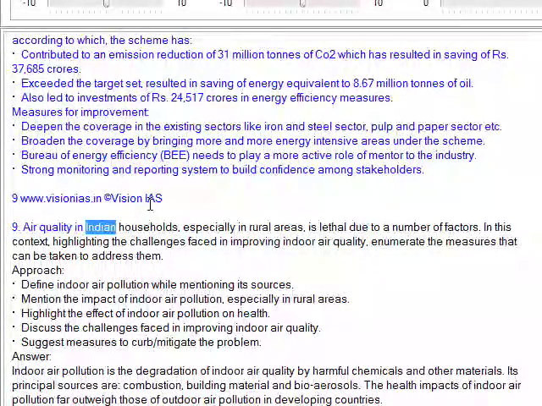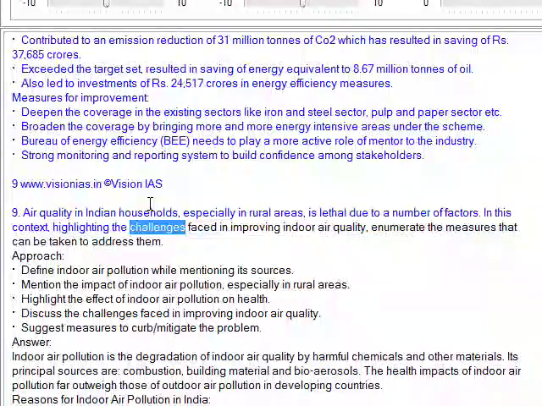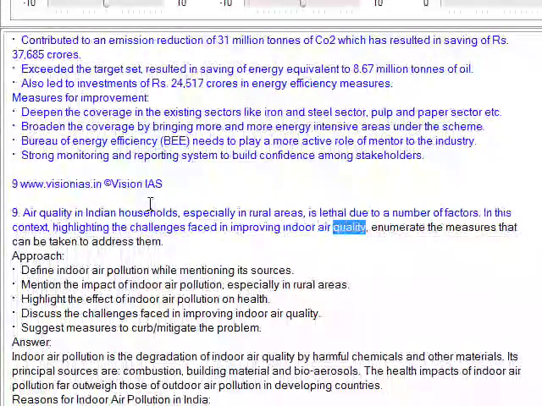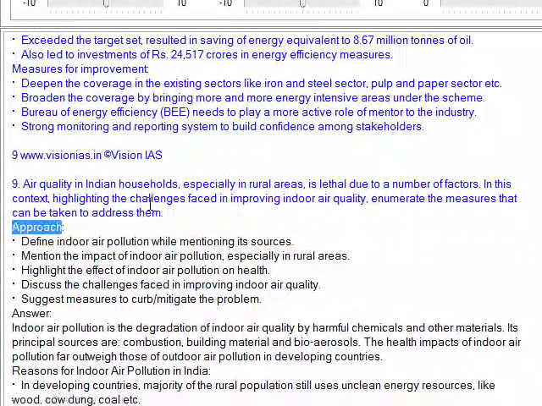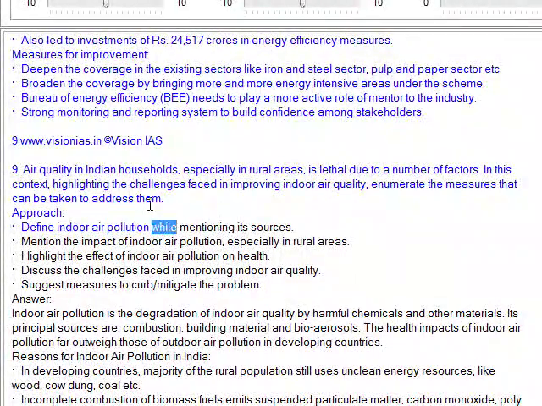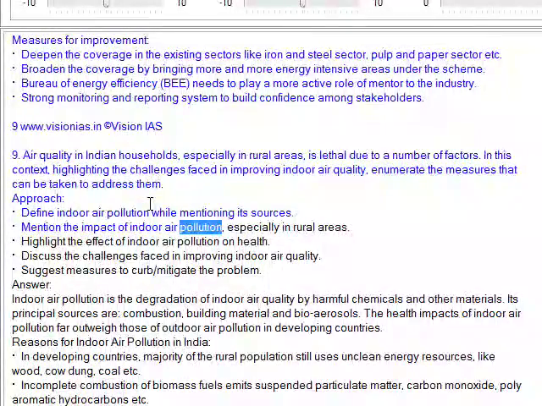9. Air quality in Indian households, especially in rural areas, is lethal due to a number of factors. In this context, highlighting the challenges faced in improving indoor air quality, enumerate the measures that can be taken to address them. Approach: define indoor air pollution while mentioning its sources. Mention the impact of indoor air pollution, especially in rural areas.